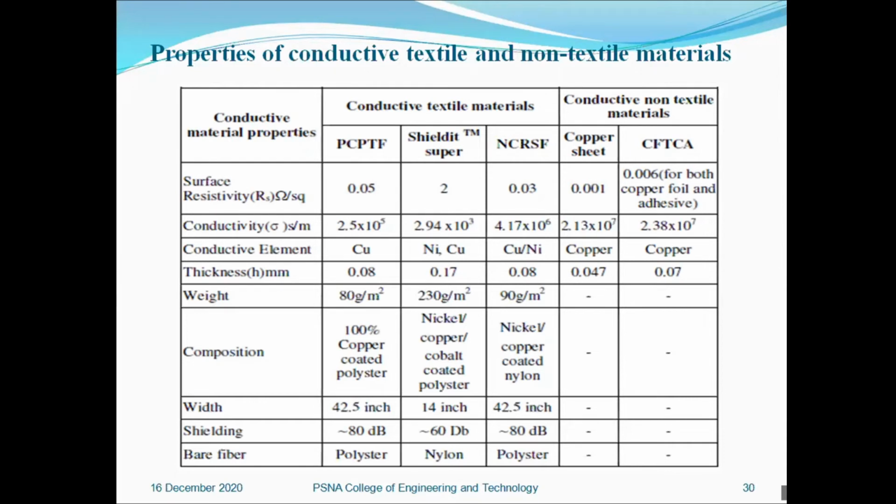So these are the different types of conducting materials we can select, and these data sheets are available even on the internet, and we can collect them. The surface resistivity and conductivity data are required for the calculation of antenna structure design, whether it is textile material or non-textile material, suitable for all biomedical applications.